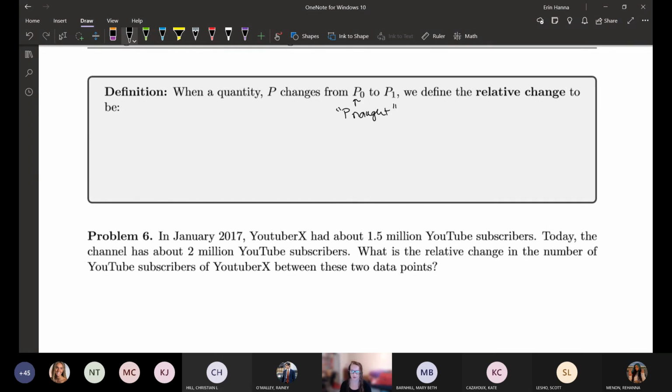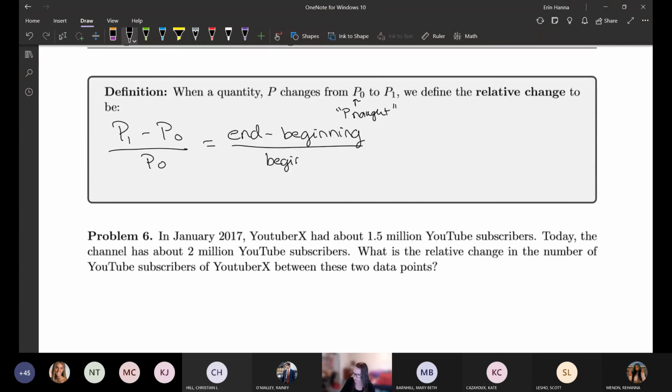So if it changes from P naught to P1, we define something called the relative change to be the following. It's P sub 1 minus P naught over P naught. So essentially it's the end value minus the beginning value, and this is over the beginning value. And that's how I actually remember it. I usually say to myself end minus beginning over beginning instead of P1 minus P naught over P naught. But whichever one makes you remember it.